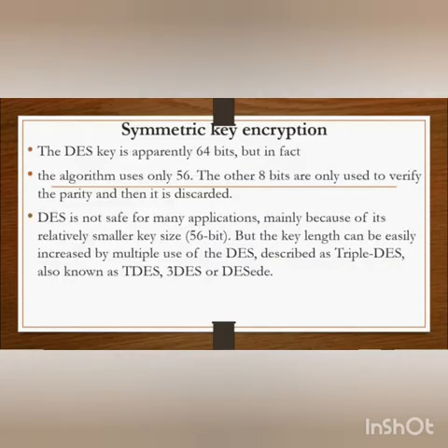So DES, that is Data Encryption Standard, and symmetric key encryption are more or less the same. The symmetric key encryption mode uses 64 bits, but in fact the algorithm uses only 56 bits. The other 8 bits are only used to verify the parity, that is, how many zeros and ones there are. Likewise, they will verify the parity and then it is discarded. So, originally the encrypted code is stored in only 56 bits. The balance 8 bits are used to cross-verify the parity, just for safety, to make it more and more secure.